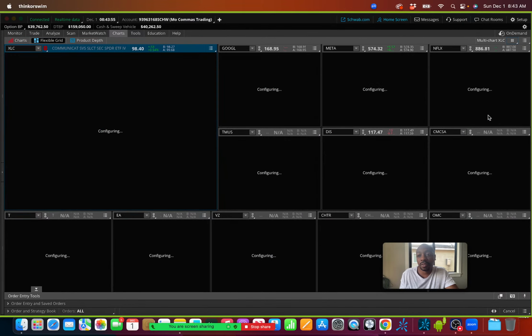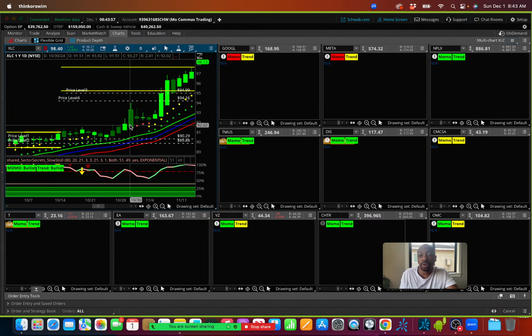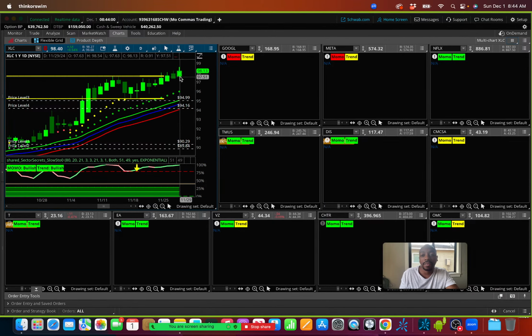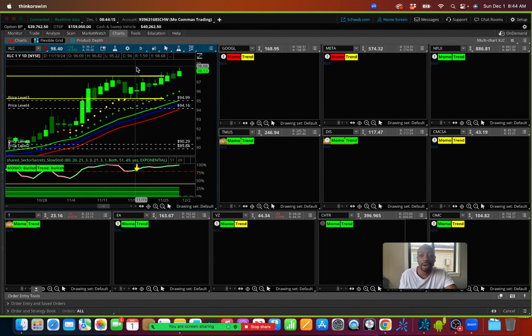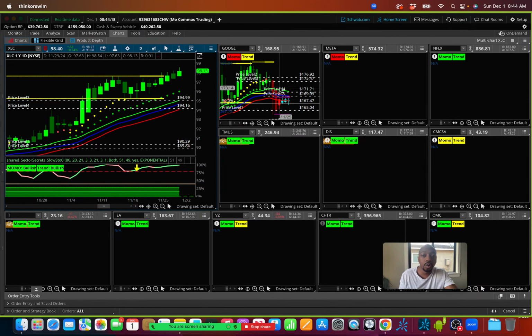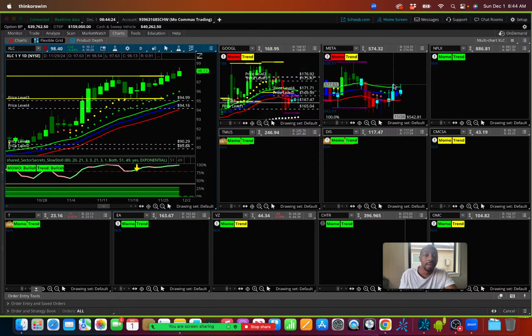Then XLC looked good too. Let's look at XLC, which in my experience doesn't have a bunch of liquidity in its option chain. And I am correct. Even at the OPEX date, there is no liquidity there on either side to either trade calls or sell put spreads. So I am not going to be trading XLC itself. Google is one of the most heavily weighted in XLC. Looks terrible right now because of the DOJ stuff. Meta, the second most heavily weighted, looks terrible.